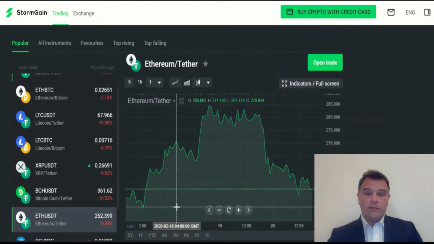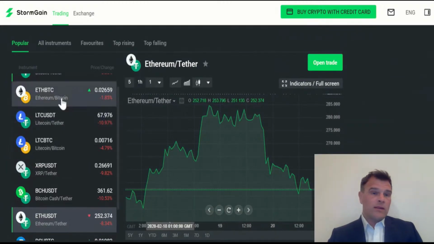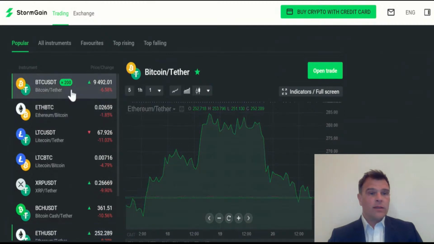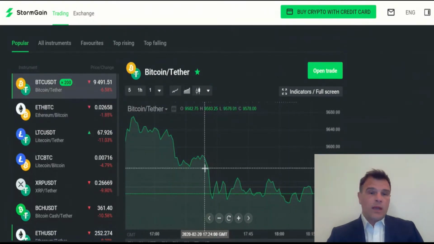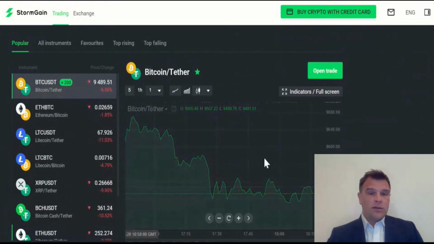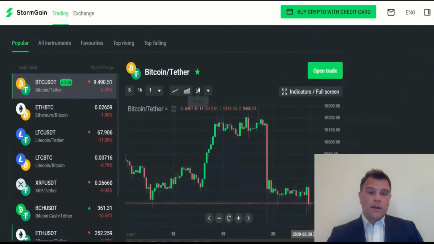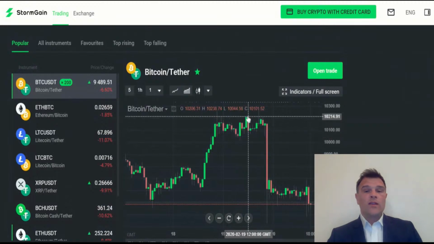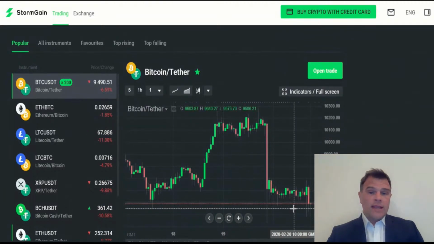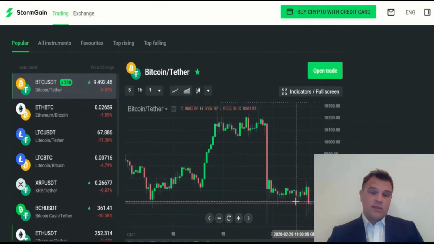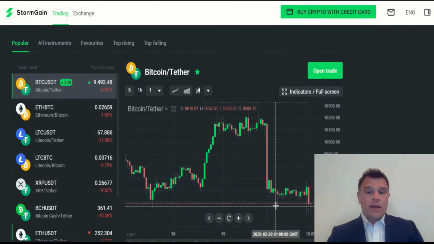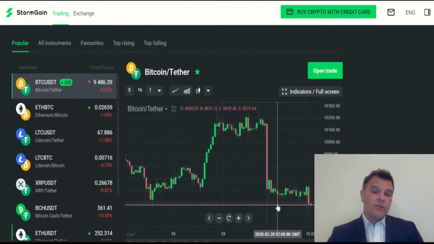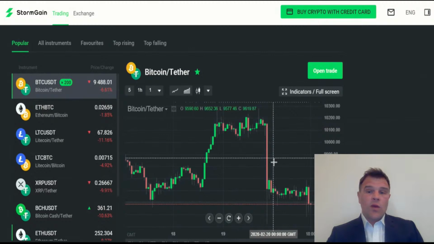Today we've gone from... let's go back to Bitcoin, back to an hourly chart. This is a candlestick chart, which is one that I use. We've been up as high as 10,000 over the last week or so, and we've been down as low as 9,400. So these are quite big moves.